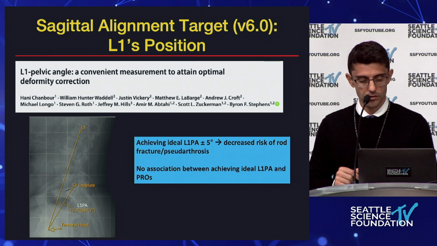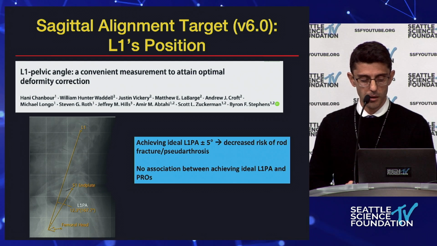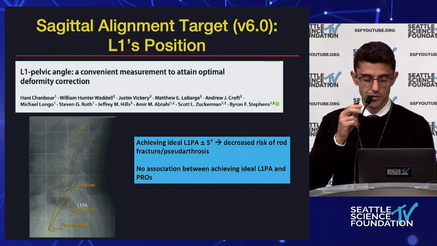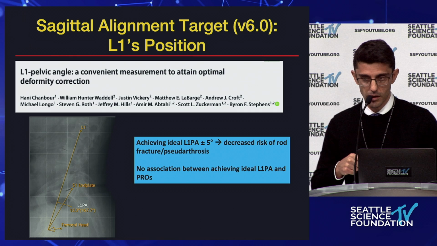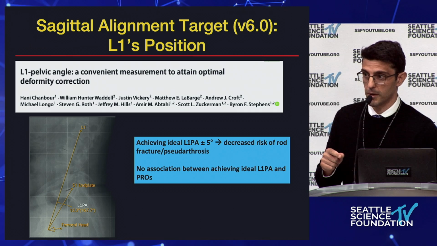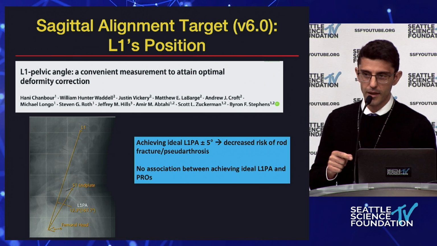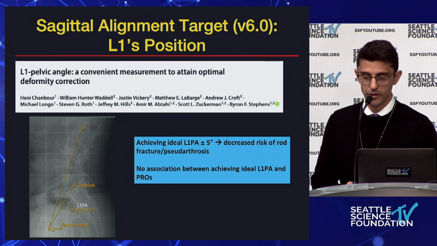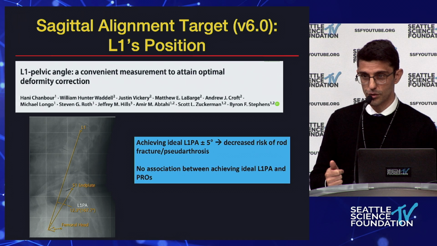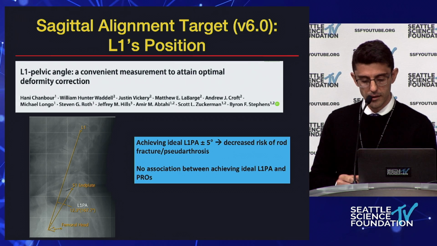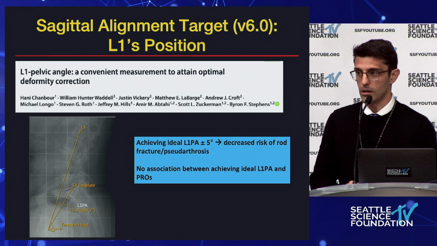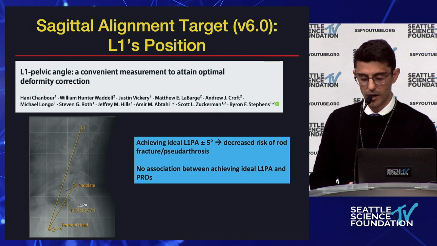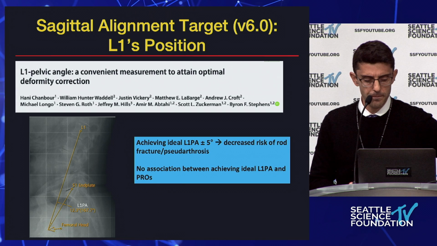It was brought up in Martin's talk earlier, the L1 pelvic angle. You can see in this study from the Vanderbilt group how it's measured, the centroid of L1 to the femoral heads, to the angle to the midpoint of the sacral end plate. And they found that achieving an ideal L1 PA plus or minus 5 degrees decreased the risk of rod fractures and pseudoarthrosis. However, achieving this ideal L1 PA was not associated with patient-reported outcomes. Not terribly surprising because there's a lot of things that drive that.